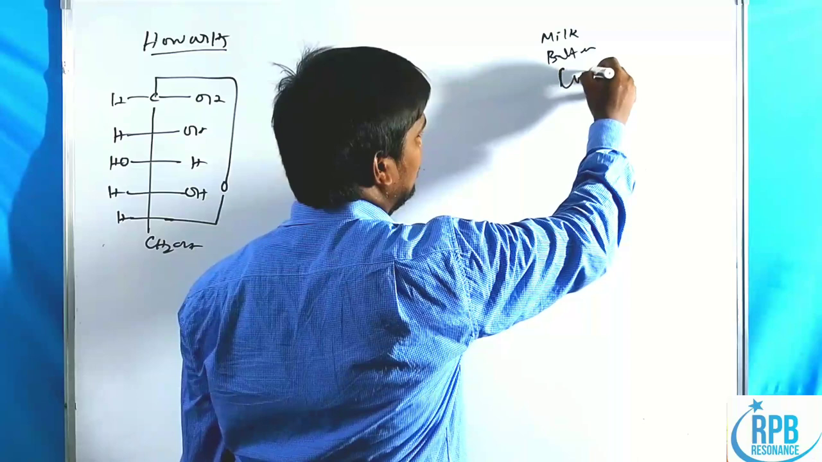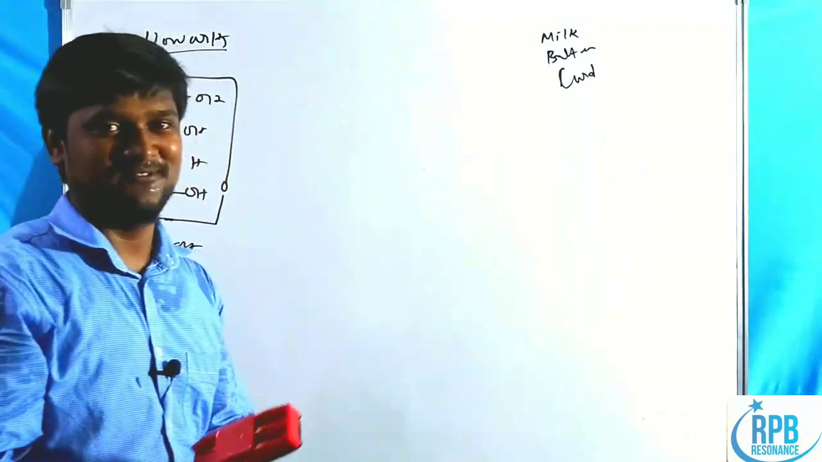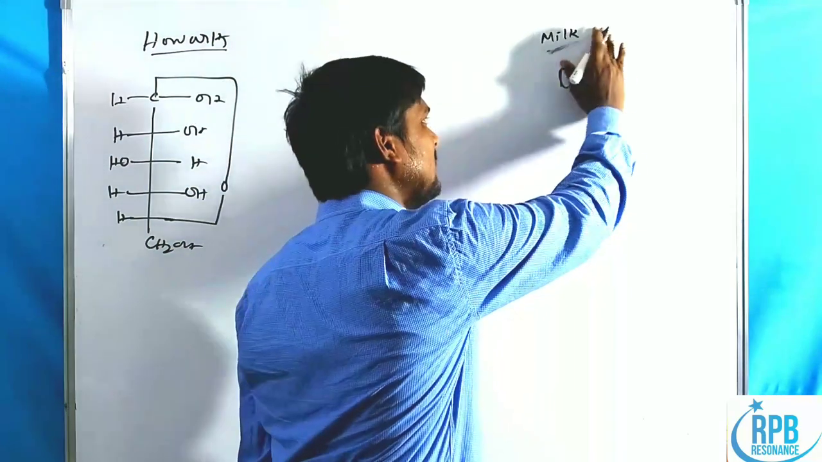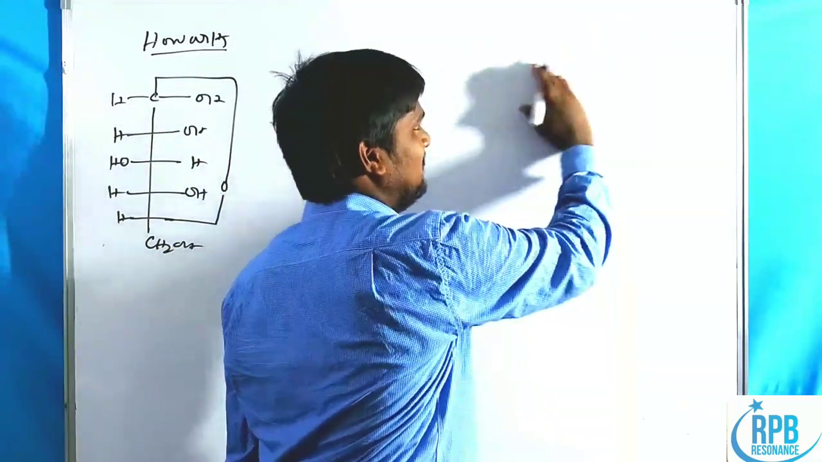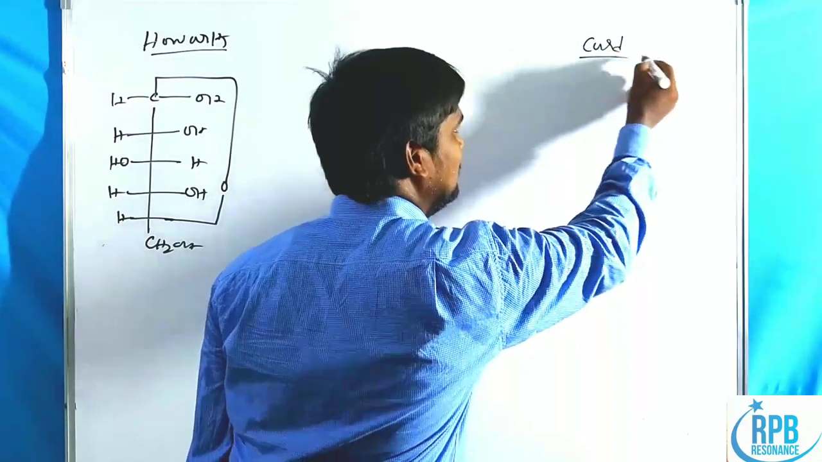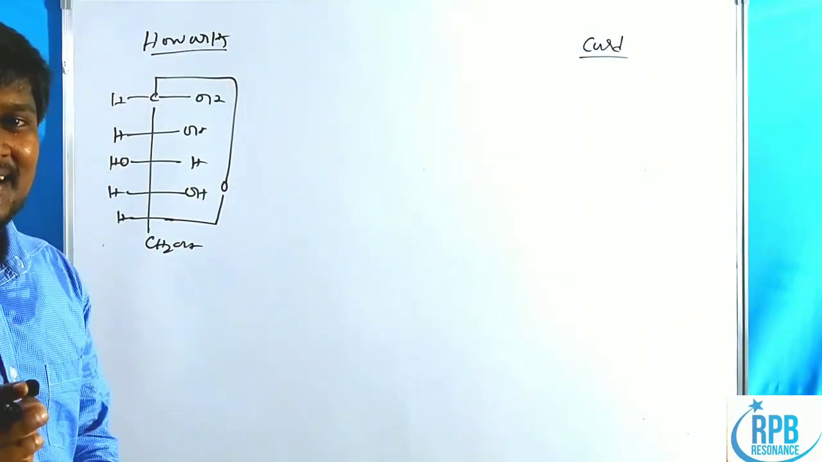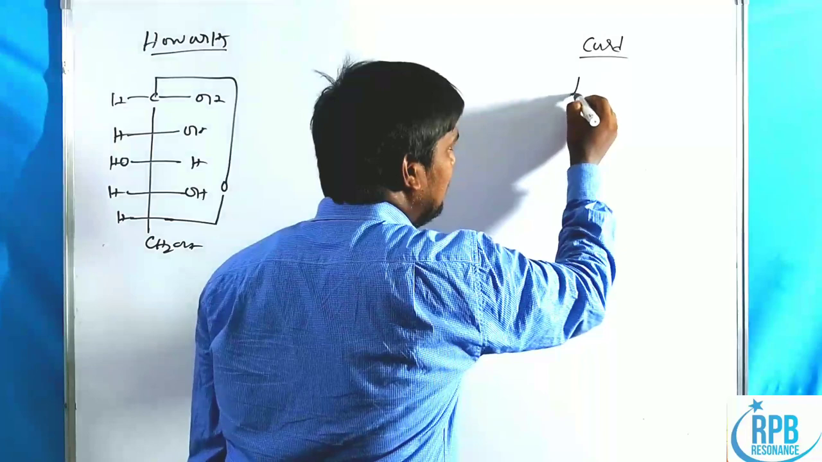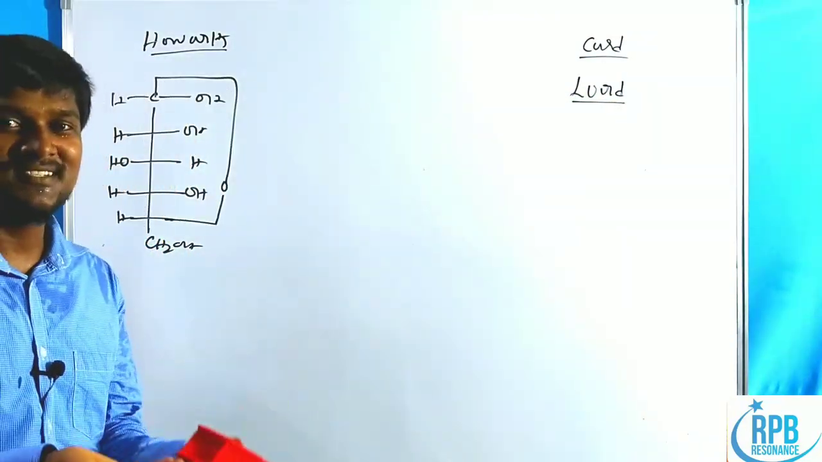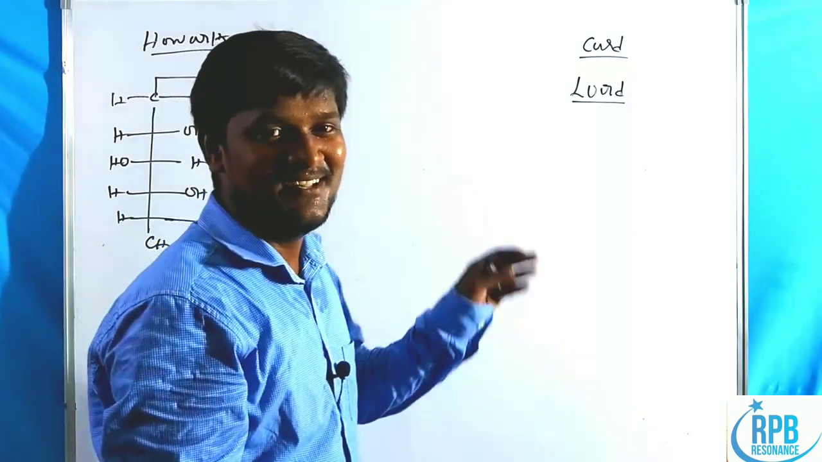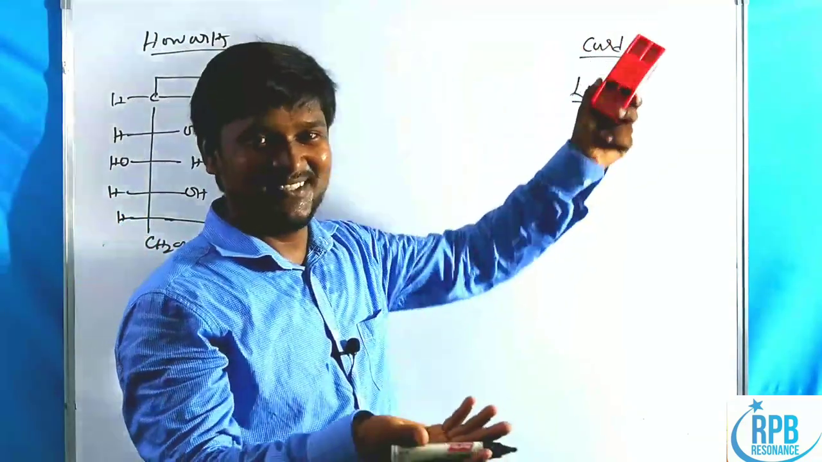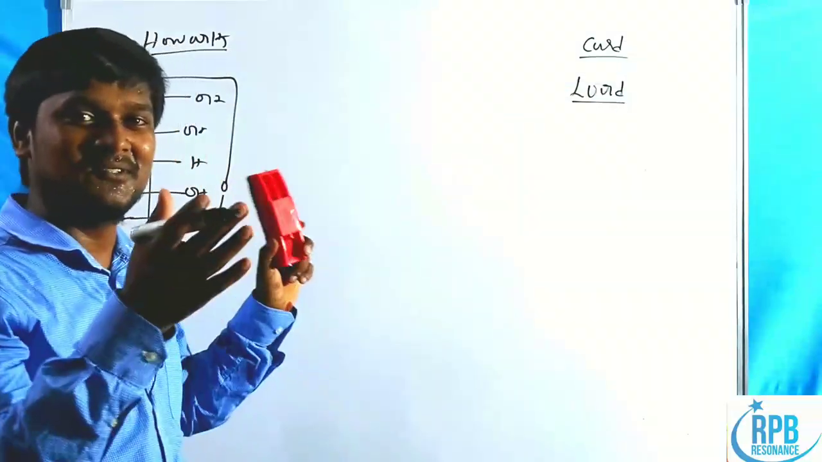Okay, curd, like cheese, those type of materials are milk derivatives. Among them, curd is very beautiful in taste. Generally everyone knows curd. So instead of C, I would like to change this to L, that is L-U-R-D, Lurd. So instead of C, I substituted the L word. In case of curd, we know that, but Lurd means here it is the Haworth projection rule.